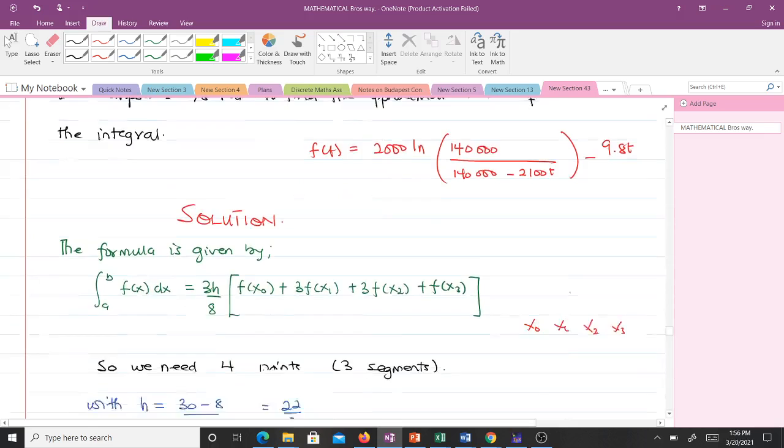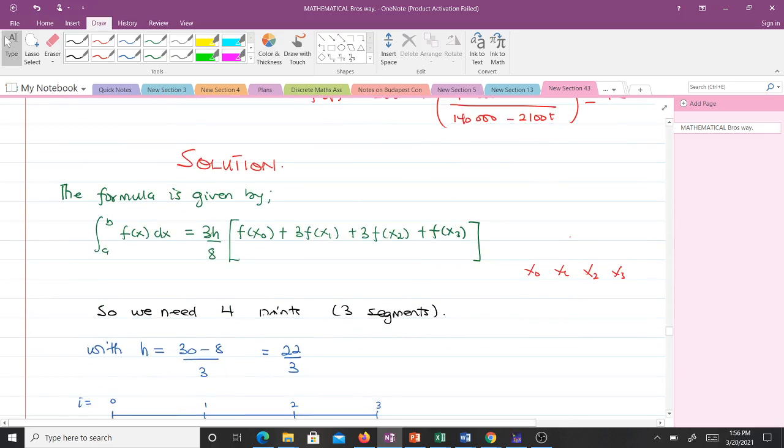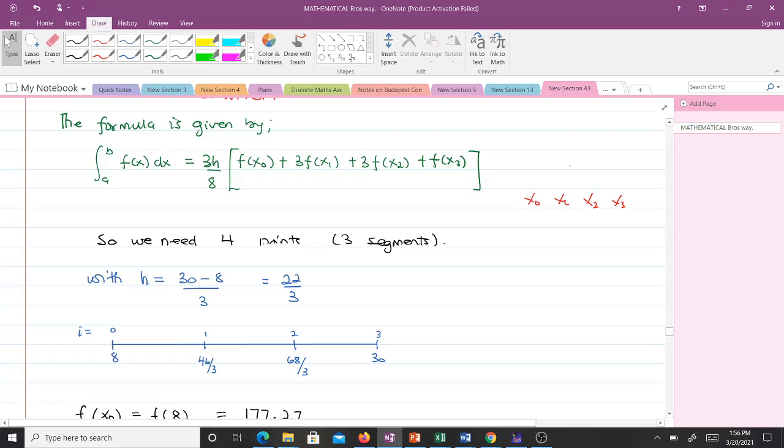Okay, so we need 4 points, right? That's n is 3. We need 3 segments. Okay, so that means that you see we have the interval. We know it starts from 8 and it ends at 30, but we need to create 2 equal points here so that we have 4 points but 3 segments. You could see that first segment, second segment, third segment.